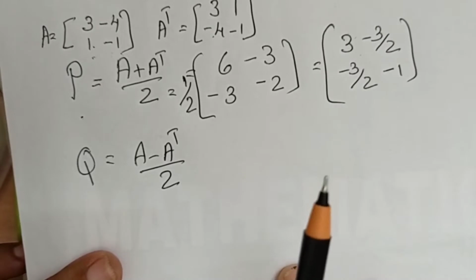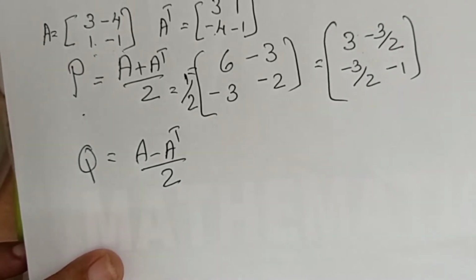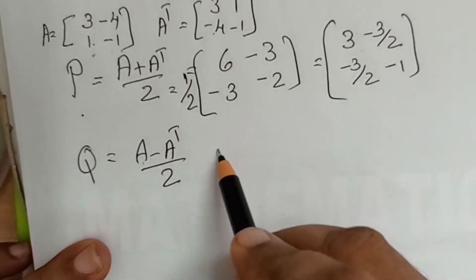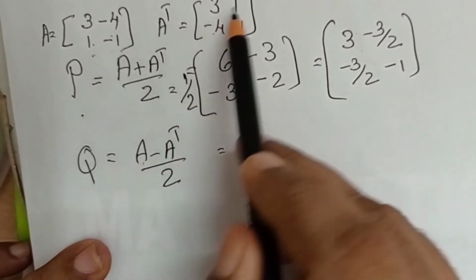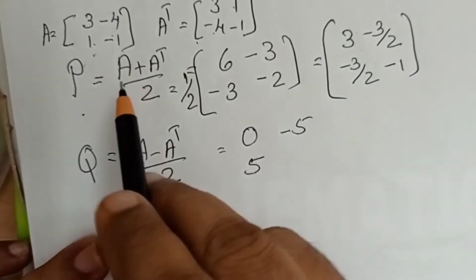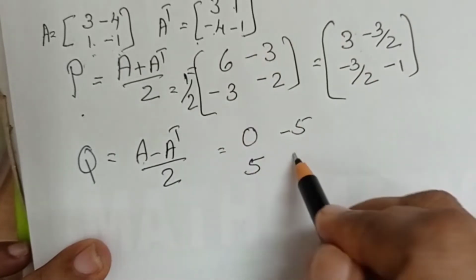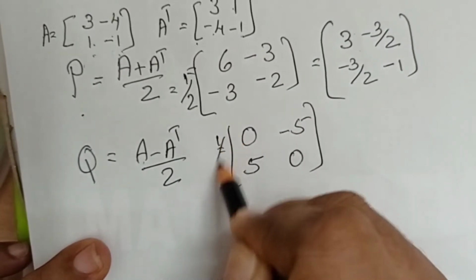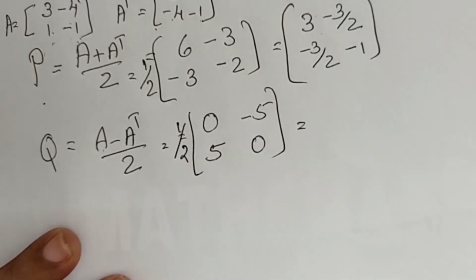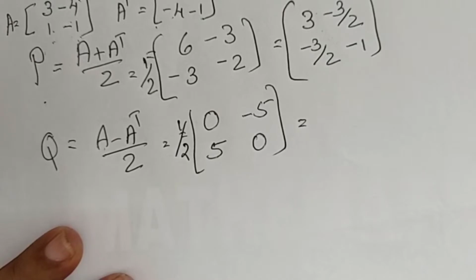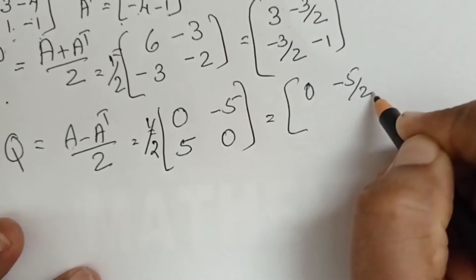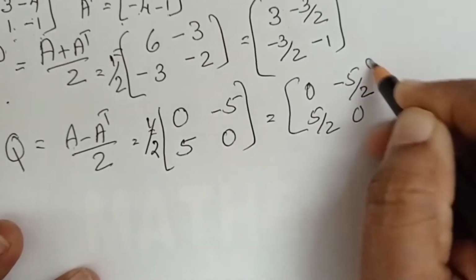Then how can you write Q? Q means (A minus A transpose) by 2. 3 minus 3 is 0. -4 minus 1 is -5. 1 minus -4 is 5. -1 minus -1 is 0. Here also 1 by 2 is outside. When you divide that, what is the answer? [0, -5/2; 5/2, 0]. Got it?